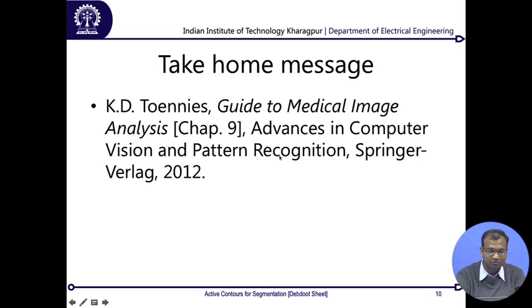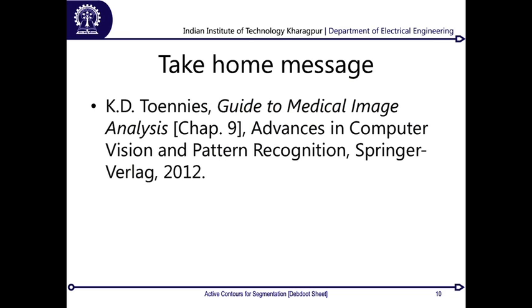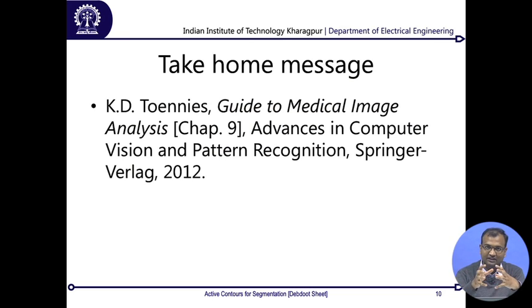You can read about more details in this particular book by Tonyson, Guide to Medical Image Analysis, chapter 9, which is on active contours and active surface models. Although we are concentrating only on active contours which exist in 2D, obviously you can extend this to 3-dimensional space. In 3D space, you will have something like a surface which is the boundary of objects over there. So you can extend all of these criteria to 3D if you have 3D data sets, and this contour now becomes something called an active surface.